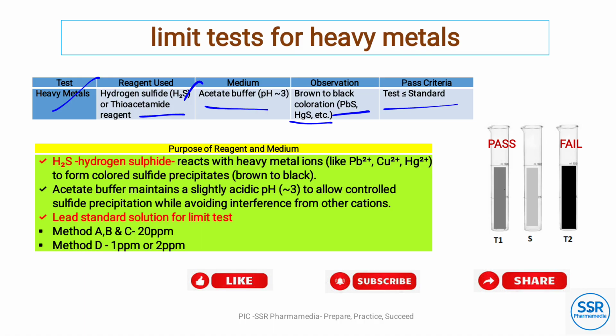So in this limit test for heavy metal, hydrogen sulfide is used to react with heavy metal ions to form colored sulfide precipitate, so brown to black color. Then acetate buffer maintains a slightly acidic pH to allow controlled sulfide precipitation while avoiding interference from other cations. And lead standard solution for limit test: there are method A, B, C. In these three methods 20 ppm, and in method D 1 to 2 ppm standard solution is required.